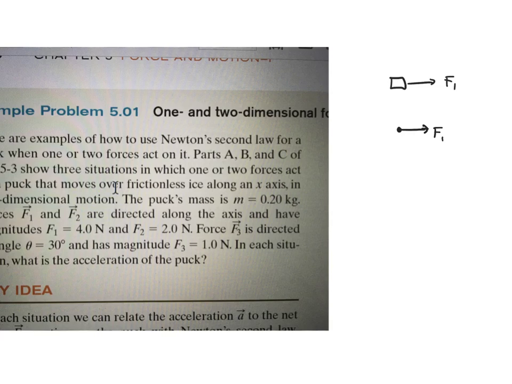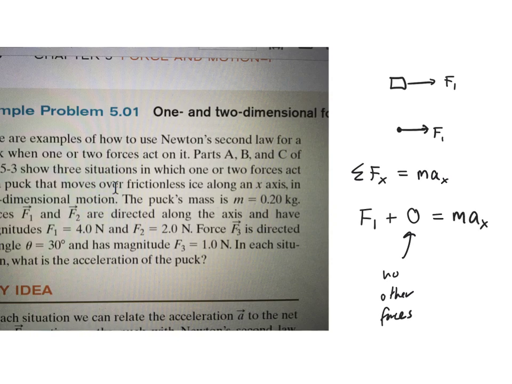I then say to myself, okay, this is moving left to right, so the sum of the forces in the x direction equals max. I know that F1 is acting in the positive direction, so when I add up my forces, I've got F1 plus nothing else. I'm going to put 0 for a minute because there's no other forces. I'm never going to put 0 after this. I'm just putting it there to say that there are no other forces, and that equals ma. And a is in the x direction.